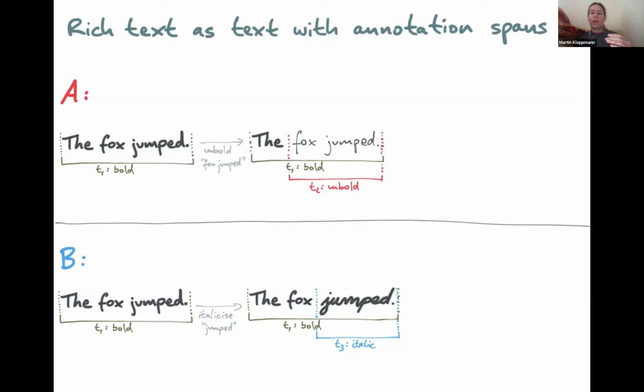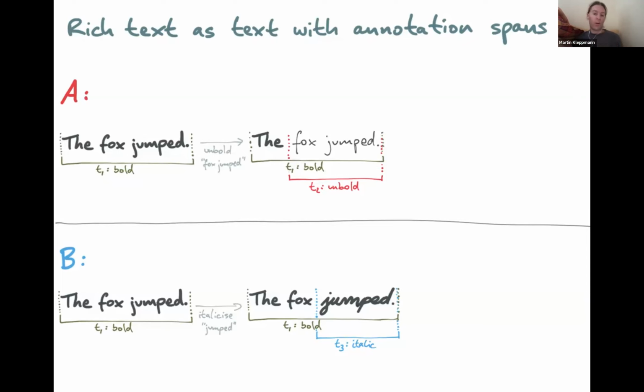Instead, what we do is we generate an additional unbold operation with a timestamp T2, and the timestamp T2 will be later than the timestamp T1, and this tells us that for the words fox and jumped, the unbold should override the bold. So the characters in fox and jumped should be non-bold, even though they do appear within a bold span, but that bold span is overridden by a later unbold operation.